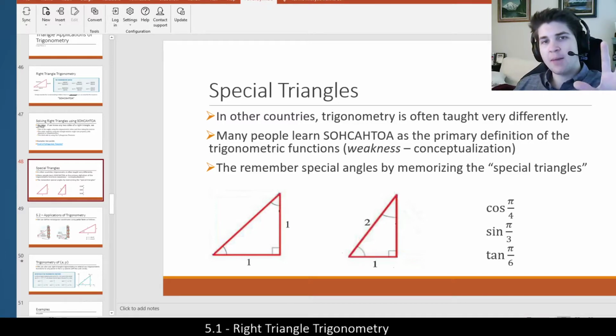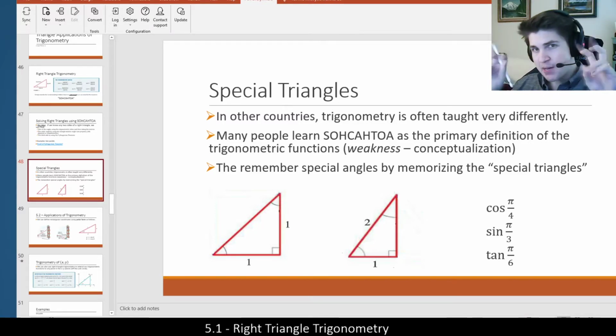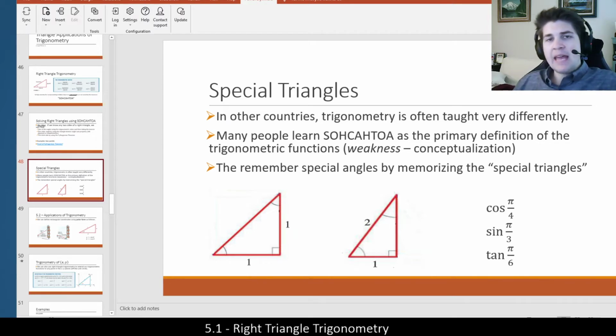One other little topic I wanted to get at is what we refer to as the special triangles. This is an alternative way that trigonometry was taught historically, and a lot of people teach trigonometry this way in other countries. I wanted to mention it because I've seen students using these triangles, and they're an alternative way of memorizing the special angles other than the unit circle.